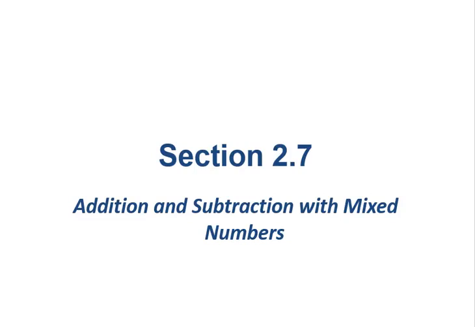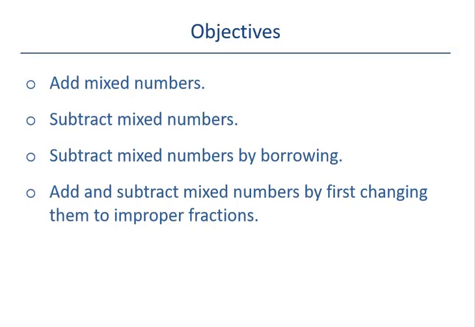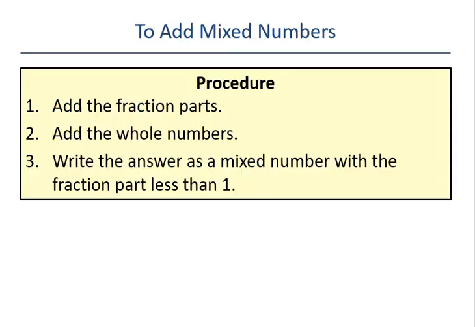2.7, addition and subtraction with mixed numbers. Okay, coming in here, we're going to add mixed numbers, subtract mixed numbers by borrowing, and then add and subtract mixed numbers by first changing them to improper fractions, which, I'll be honest, I do a lot, probably more than I need to. I just go straight to improper fractions.